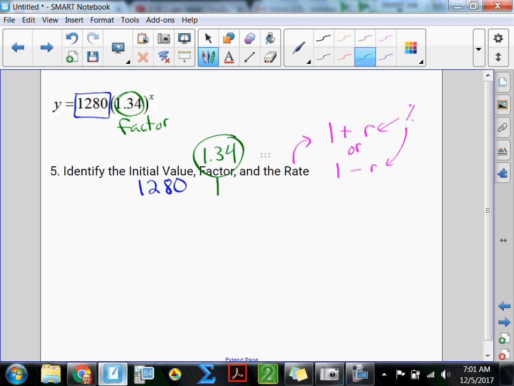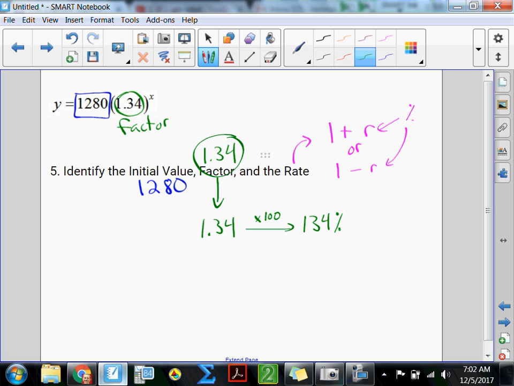I can start with my factor, 1.34, and turn that into a percentage, which is 134%. You can always turn something into a percent by multiplying by 100 if you needed. So the factor means that you have 134% of what you had before.